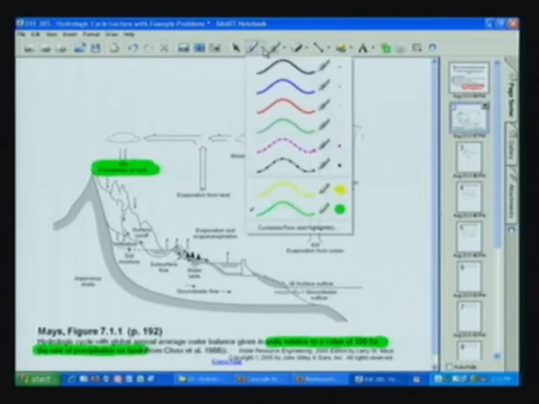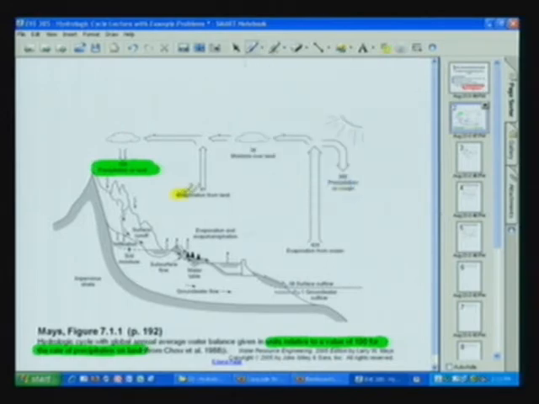And then you'll notice that he's got evaporation coming off of the land, evaporation and evapotranspiration. Transpiration is the release of water from plants. Then we have moisture that moves over the land. We have from the ocean, so we've got evaporation from the ocean coming up. Some of it will move over the land to become precipitation. Some of it is just going to precipitate back over the ocean.